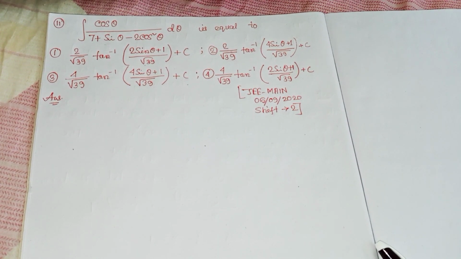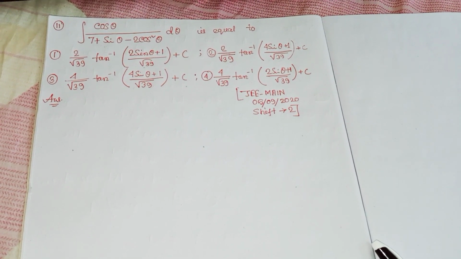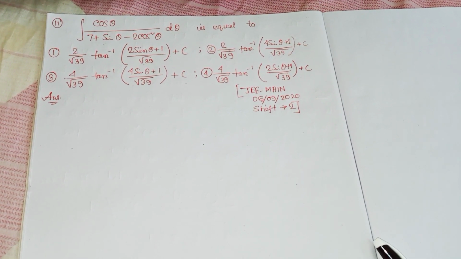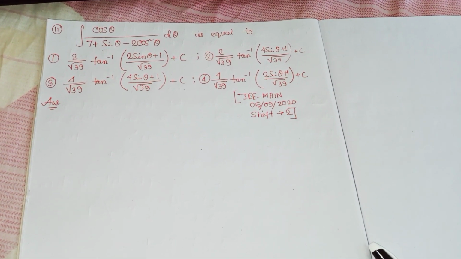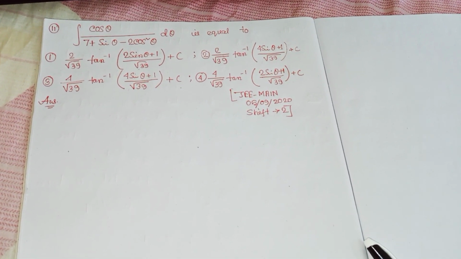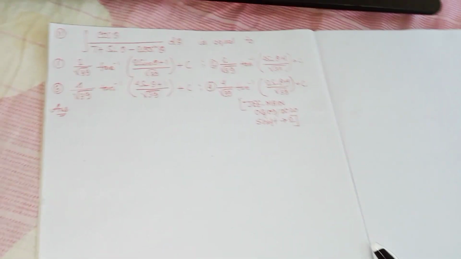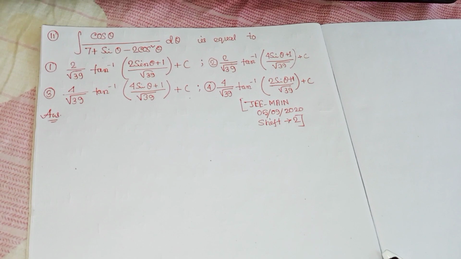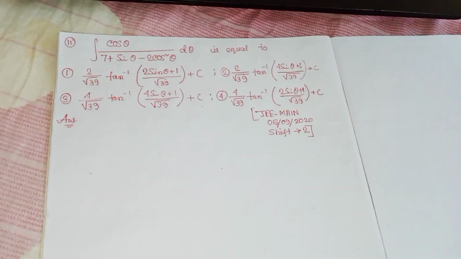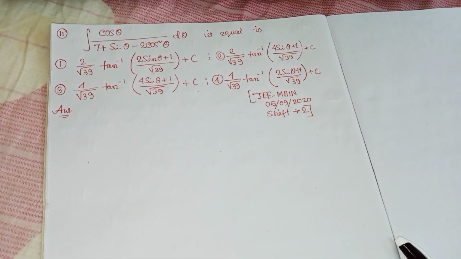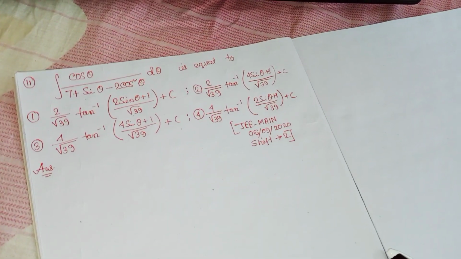Today we solve the JEE Main Shift 2, 5th of September 2020 question. Question number 11: integration of cos theta divided by 7 plus sin theta minus 2 cos square theta d theta is equal to, four options are given. This is a problem in the house of indefinite integration, and it's a memory based question.